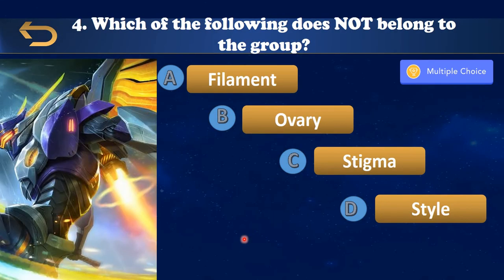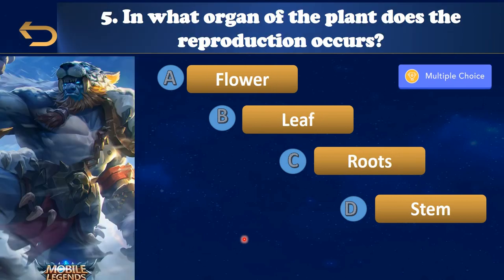Number 4 question. Which of the following does not belong to the group? Is it A. Filament, B. Ovary, C. Stigma, D. Style? And go. Time is up. The correct answer is letter A. Filament.